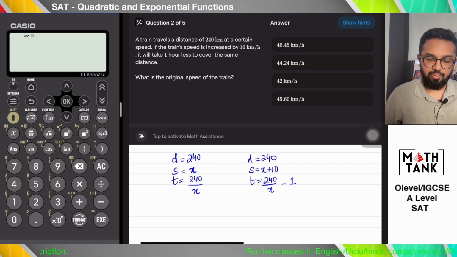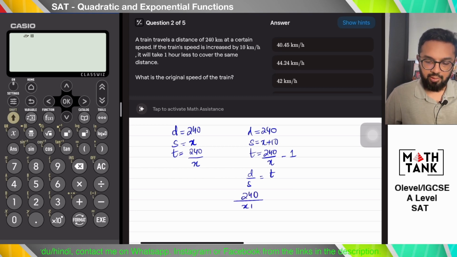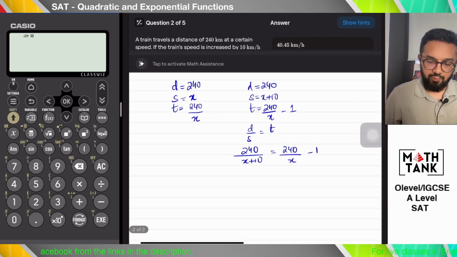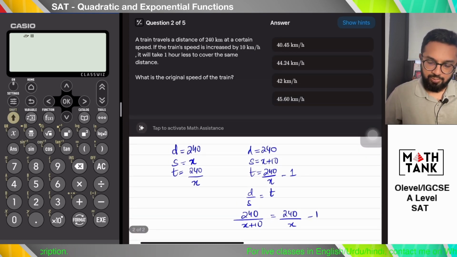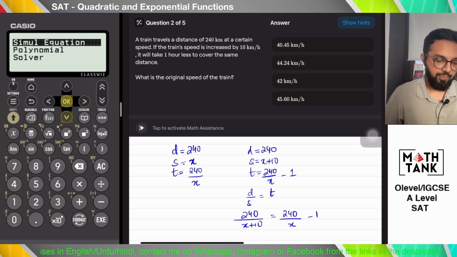So let's see if we get an answer out of this. So distance upon speed is equal to time. So 240 over x plus 10 should equal 240 over x minus 1. Solving this further, now I can do this maybe quickly on my calculator by not cross multiplying and instead trying to solve an equation with the solver.